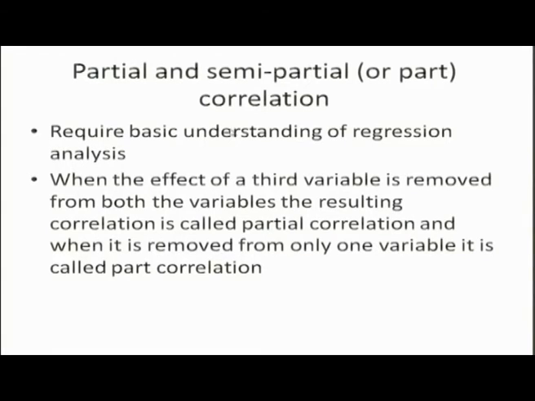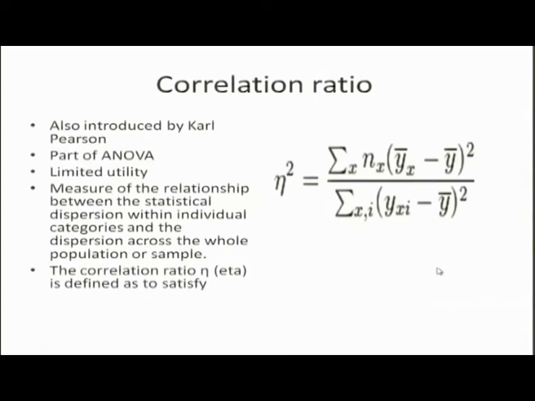Partial and semi-partial or part correlation requires basic understanding of regression. Calculation of partial or part correlations will require this regression understanding. We have not done regression yet. In some future lectures, we will talk about regression. When the effect of a third variable is removed from both, as I have already mentioned, the resulting correlation is partial, and when it is removed from only one variable, then it is part correlation.